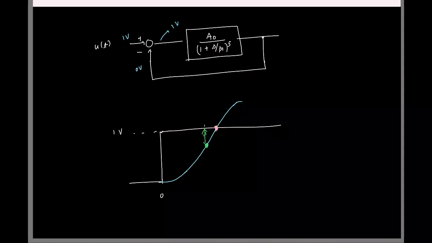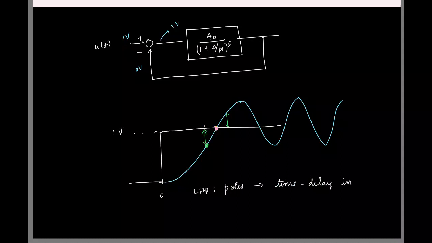And after some point, it realizes, hey, I have overshot the output. So it'll try to bring it down. So then it will do this. And then this could happen on and on. And that's why you get this lot of ringing and unstable behavior. Okay. So the bottom line is, when we have a lot of poles, especially LHP poles, it means that you have a time delay in the system. And the moment you have a lot of delay in the system, the negative feedback loop will take a lot of time to respond, and this can in turn result in instability.